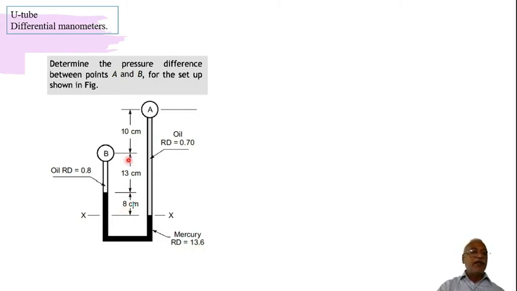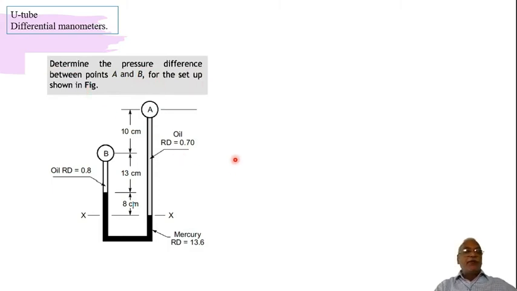The levels are very clearly mentioned. Whenever problems are given maybe in words only, you should be able to sketch these kinds of figures, and very neatly you should be able to indicate the level differences of manometric liquids and level differences between pipes or anything else. So the figure is a very important part of the solution of a problem. Right, now read the problem. Determine the pressure difference between points A and B for the setup shown in the figure.